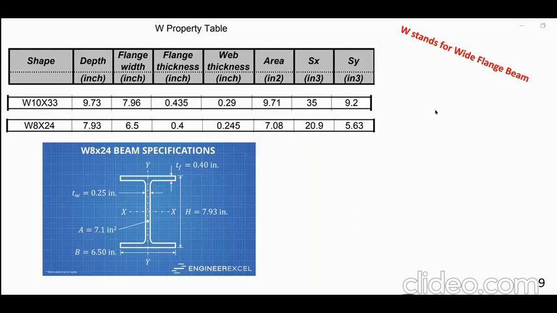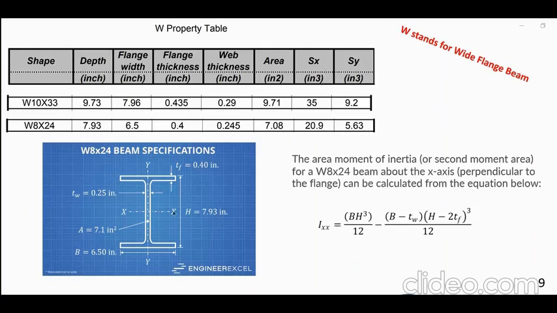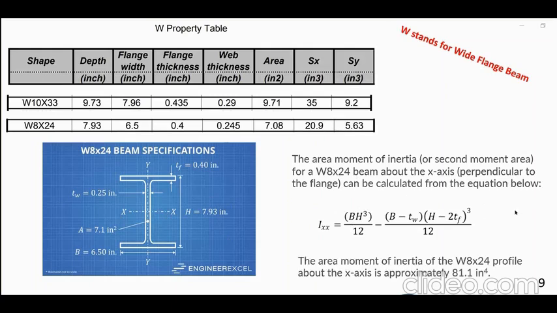What are these SX and SY? First of all, we need I about this axis. So if these are bending about this axis, we need the I. These are standard formulas for a rectangle and what's called the parallel axis theorem, etc. Anyway, it says the IXX about this axis, the bending axis of the I-beam, for the W8 by 24 is coming from here, and it's approximately 82.7 inch to the 4.